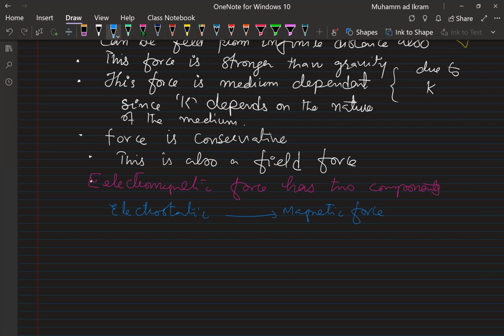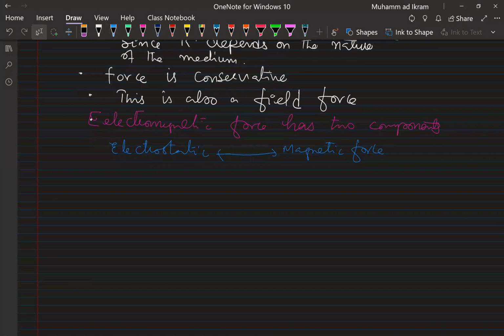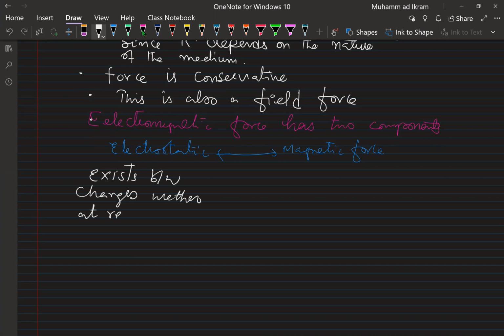I gave very much detail of these two forces in their respective units, but here I just want to explain them again very little. The electric force exists between charges, whether at rest or moving, no matter. Right? The force indeed does exist.